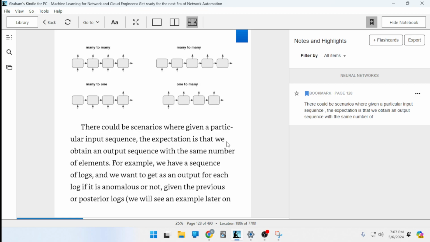2. Many-to-many, second diagram, use case. This differs slightly in context from the first, often used in tasks like machine translation where the entire input sequence is processed before outputting the translation. The sequence lengths of inputs and outputs do not necessarily match. Operation. The entire input sequence is processed, and then the output sequence is generated, which may differ in length from the input.